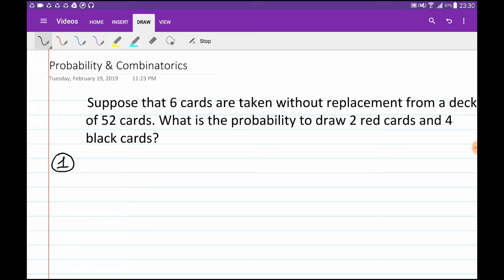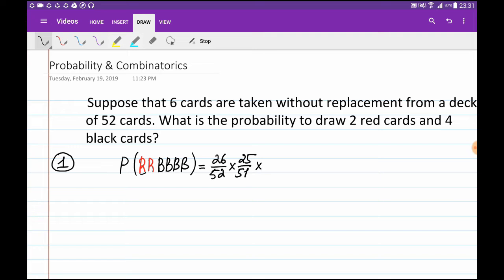The first approach is using the probabilities. I would like to find the probability of taking the 2 red cards first and then 4 black cards without replacement. The probability of such a combination is the probability of choosing the red card on the first row. So there are 26 red cards in total, and I need to choose one of them out of 52. Then I need to choose again a red card. So there are 25 red cards left and 51 cards left in total.